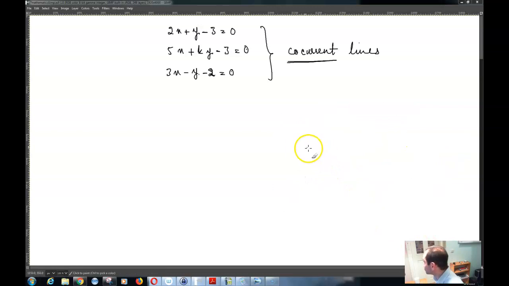So now, there is also a definition that says that three lines are said to be concurrent if they pass through a common point, that is, the point of intersection of any two lines lies on the third line, meaning that the point of intersection of any of the two lines lies on the third line. So those are called concurrent lines.